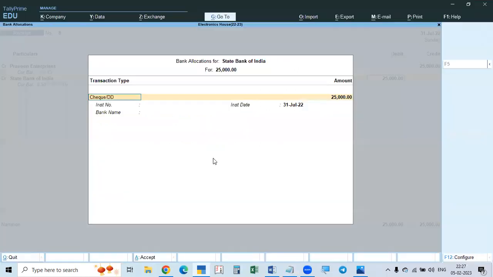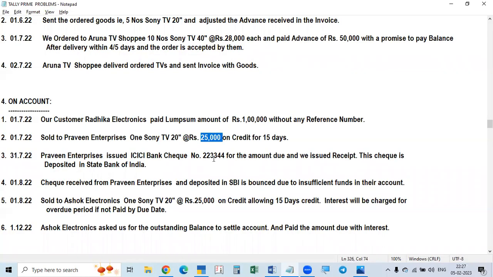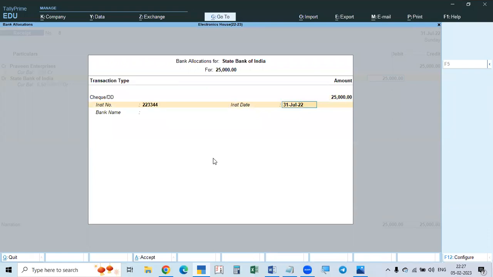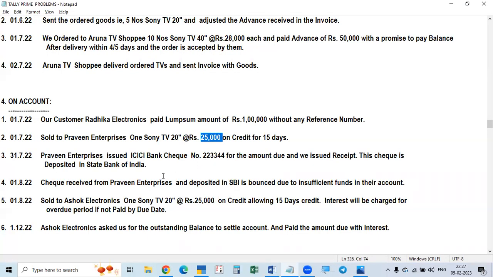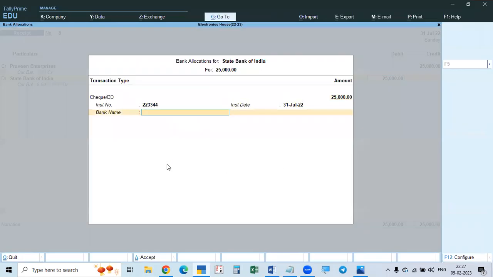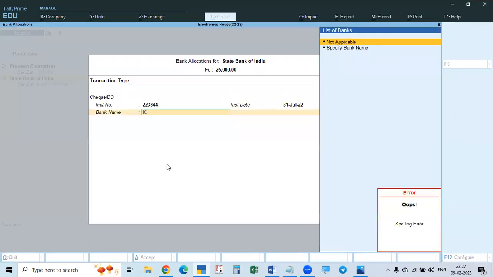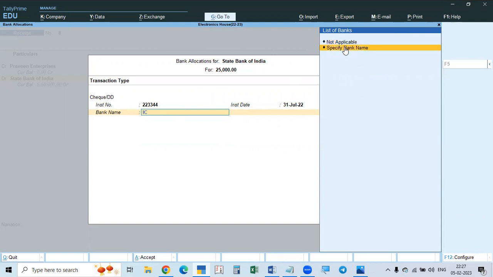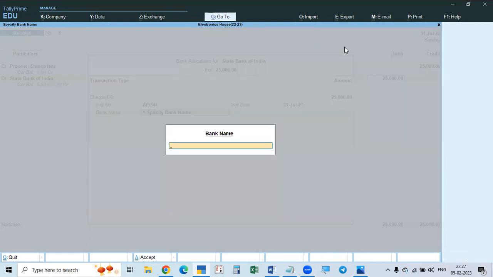What we received is a check, so check or DD, and the instrument number means the check number 22344. And the bank name is the other party's bank, from whom we received. From whom we received? ICICI Bank. Here the bank name is not there, since our education version will not show any details. In the licensed version, when you click here, all the banks in India will be shown. So here we have to specify the bank. ICICI Bank. That's all.